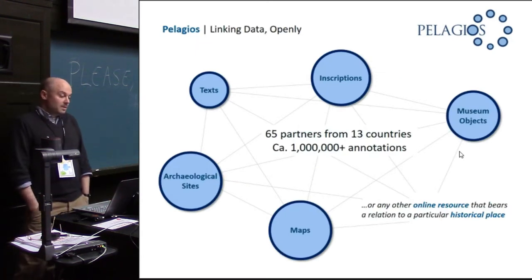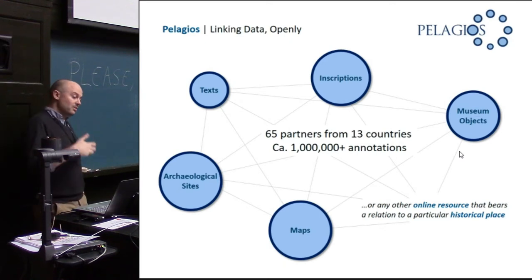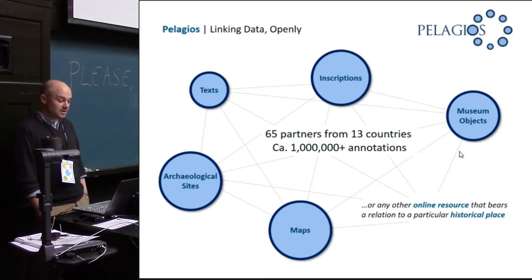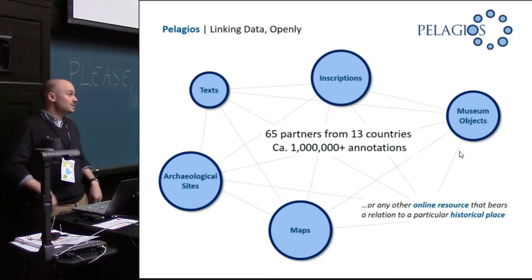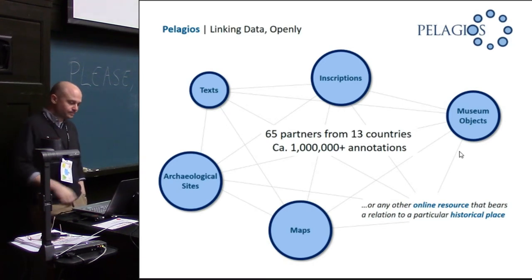It's about linking different kinds of heterogeneous and independently maintained data. That might be things like museum objects or inscriptions. It could be texts, archaeological sites. We've done a lot of work on historic maps over the past couple of years. Currently, we work with about 65 institutional or individual partners from about 13 different countries. We've got about a million annotations, that's references to particular places. And I probably should say about a similar number of folks at various times have expressed interest in working with us, which is another reason why we're moving to this more community-driven model.